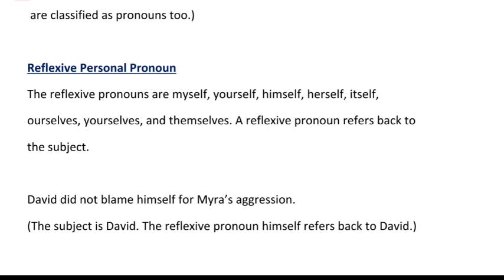Let us see the example to understand it better. David did not blame himself for Myra's aggression. The subject here is David, and the reflexive pronoun himself refers back to David. So we can say that a reflexive pronoun always refers back to the subject.